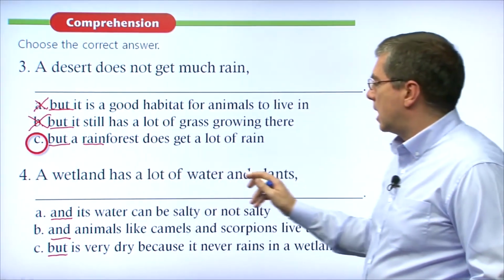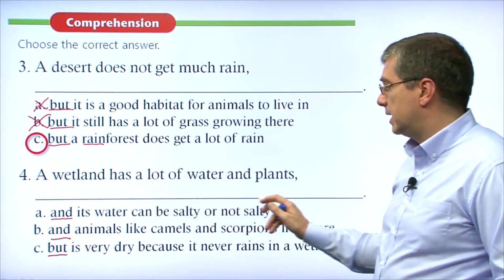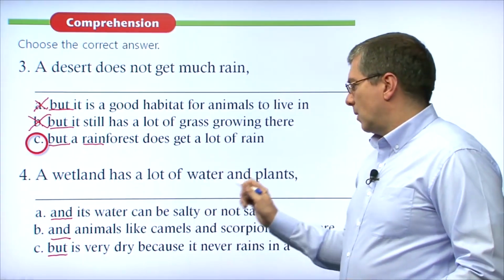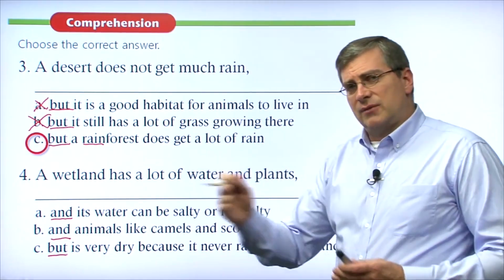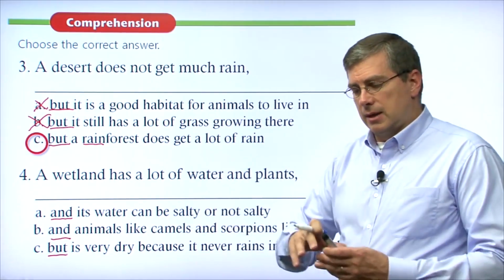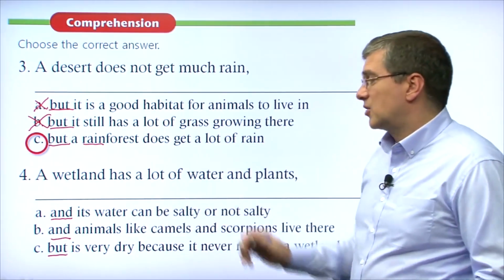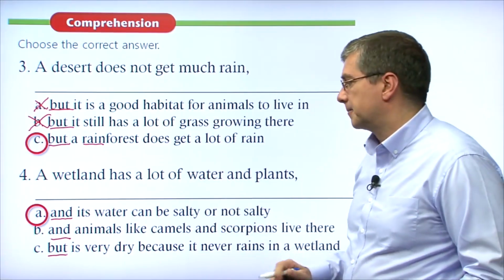A wetland has a lot of water and plants, A, and its water can be salty or not salty. We talked about that a little before. I said the wetland is usually fresh water, but it can also be salty, especially if it's next to the ocean, right? And the land kind of breaks up and the ocean can come in and make it a little bit salty. So actually A is the correct answer. A wetland can be salty or not salty.